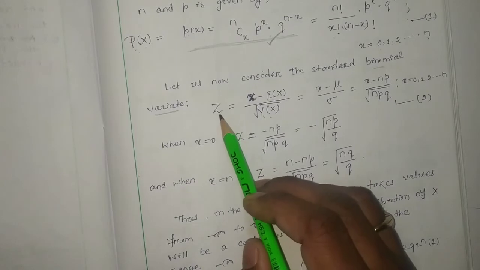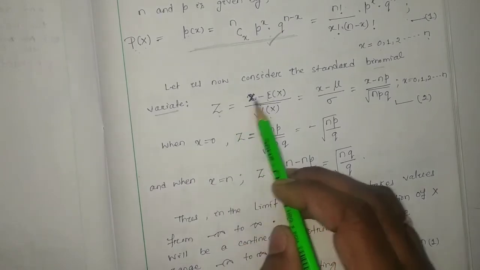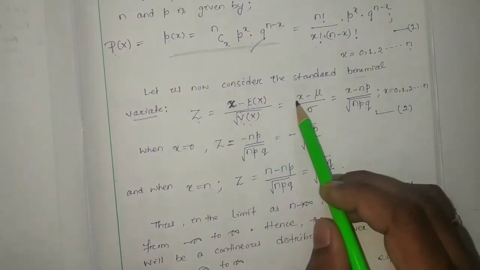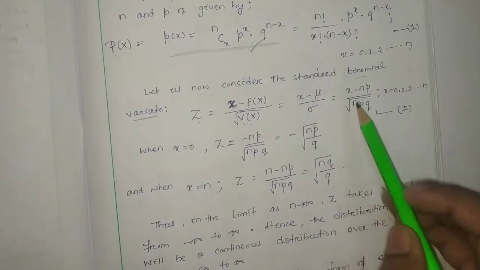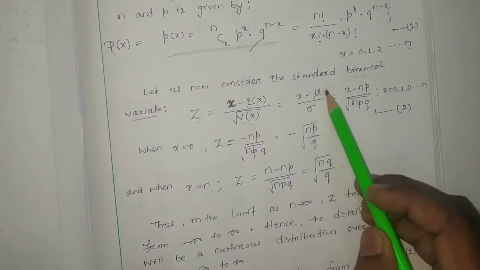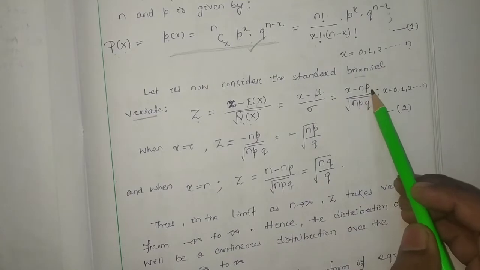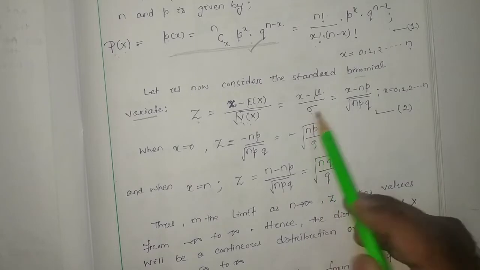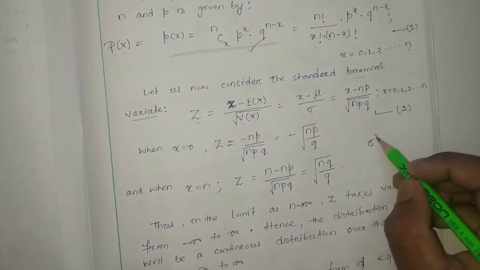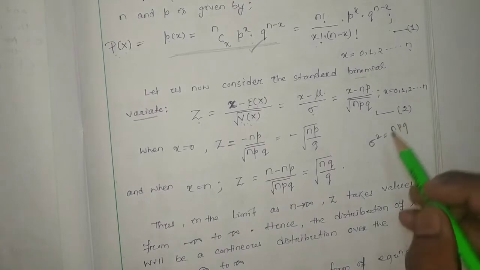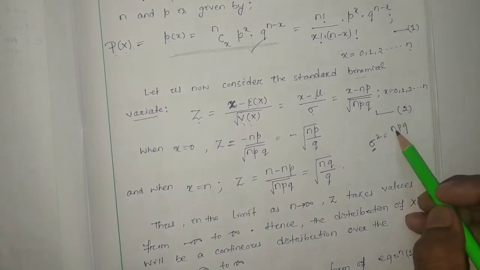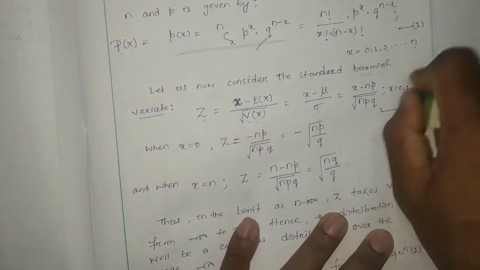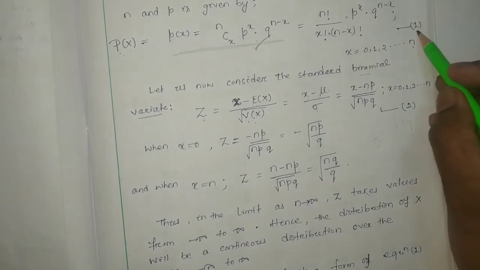Suppose we consider z equal to x minus expectation of x by root over of variance, or standard deviation, which we can write as x minus mu by sigma. We know that mu for the binomial distribution is nothing but np, and the variance in case of the binomial distribution is npq. So obviously sigma will be root over of npq. Let this be equation number 2, and this be equation number 1.